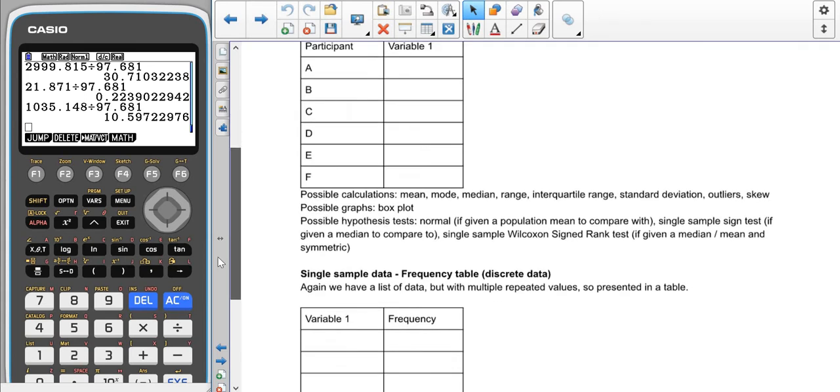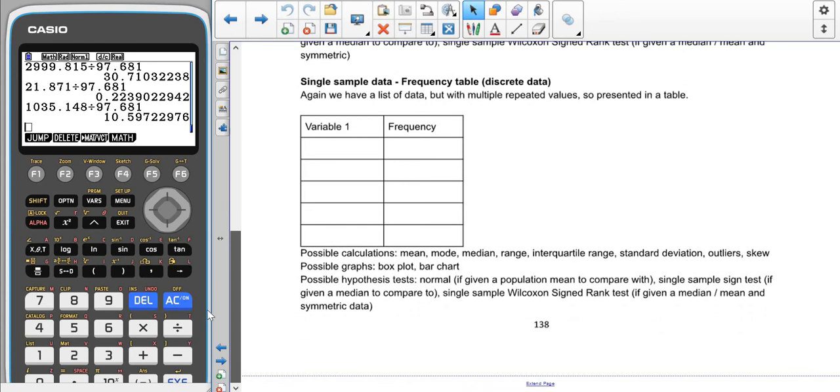So then the second lot of data that we could have would be if we had a single sample of data but in a frequency table, and we can find most of these things are the same. So again, mean, mode, median, range, interquartile range, standard deviation, outliers. Graphs this time could include a box plot, or we could have a bar chart, since we've got categories with our variables because we've got our frequencies. And again, we could be asked to test for normal distribution, single sample sign test, or the Wilcoxon signed rank test with the same caveats as in the previous part.